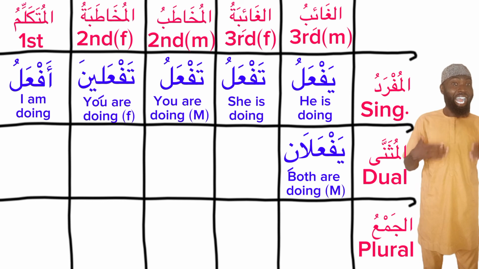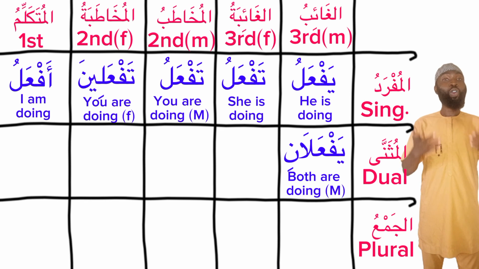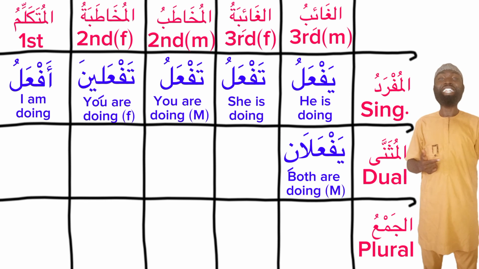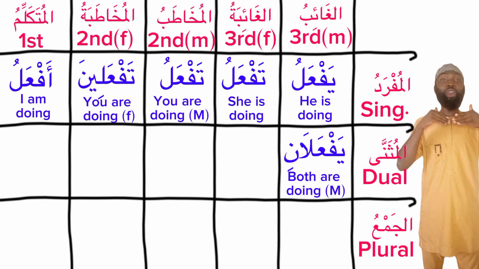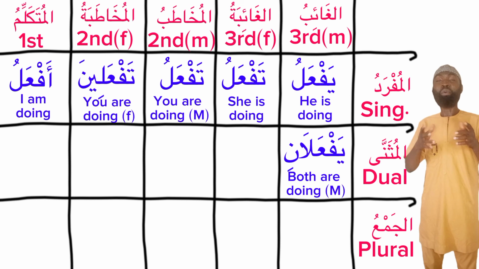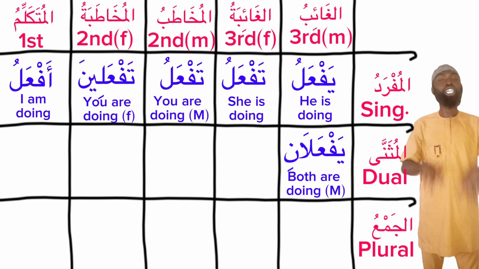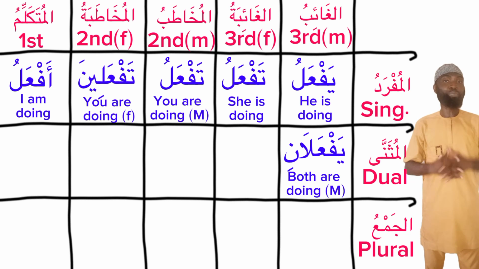So if I want to say they are eating, I will say yakulani. Both of them are eating. If they are going, yadhhabani. Both of them are going. If they are sitting, yajilisani. Both of them are sitting. So when you see words coming in this pattern, you simply know that it is representing both of them.